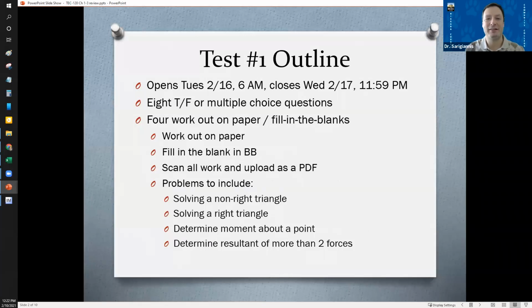That's the outline of the test. Like I said, 8 true false or multiple choice. I think it's actually 3 true false and 5 multiple choice. I don't remember exactly. And those, I'll tell you right now, are right from your textbook or the slides that we covered.